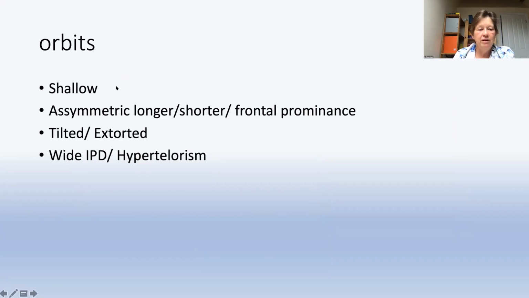So just to reiterate, the orbits can be shallow, they can be asymmetric, longer or shorter. They might have a frontal prominence. So the plagiocephaly patients who have a flattened orbit on one side and a normal orbit on the other side become astigmatic on the normal side, a bit like ptosis gives you astigmatism. One orbit that's more proud on the frontal bone than the other can also do the same thing. The orbits can be tilted or extorted, and the patients can have a wide IPD and hypertelorism.